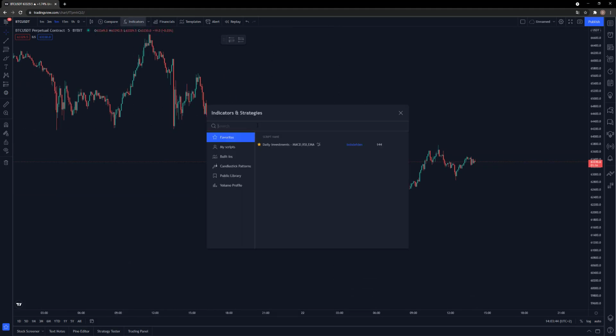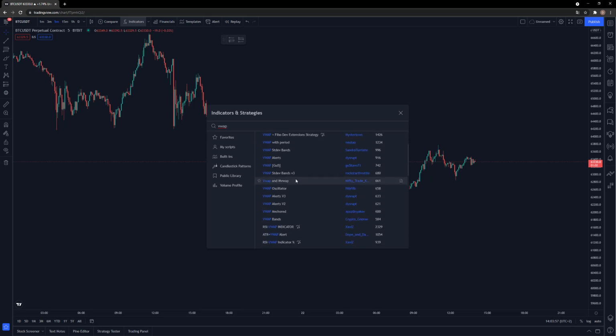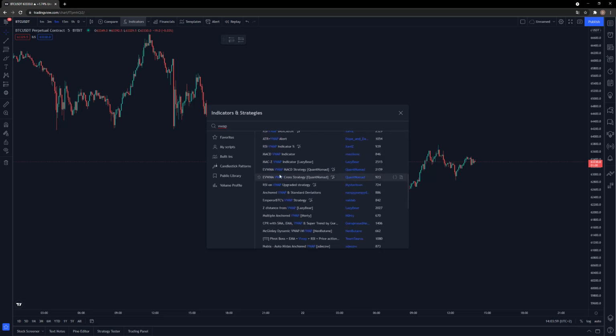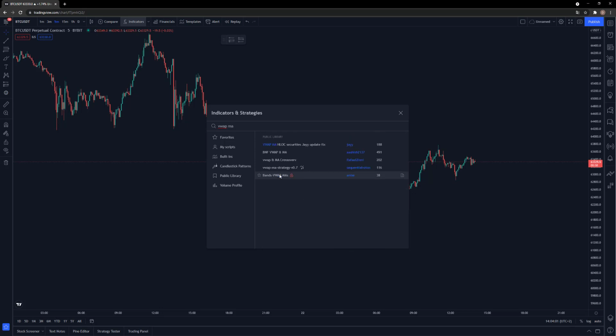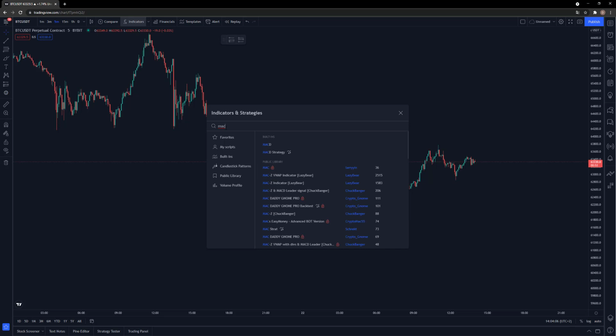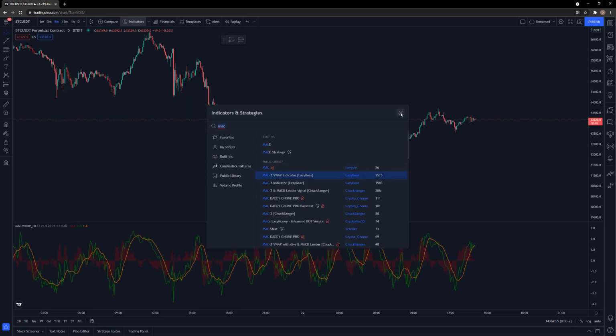Lazy Bear is an indicator developer. He made a lot of indicators and we're gonna use his indicator. If you are gonna look for it, look for the Vwap, and somewhere there should be a Lazy Bear. Here it is. If you look for the MACD Vwap indicator, it's a combination of the MACD and the Vwap. That's how you get the indicator.